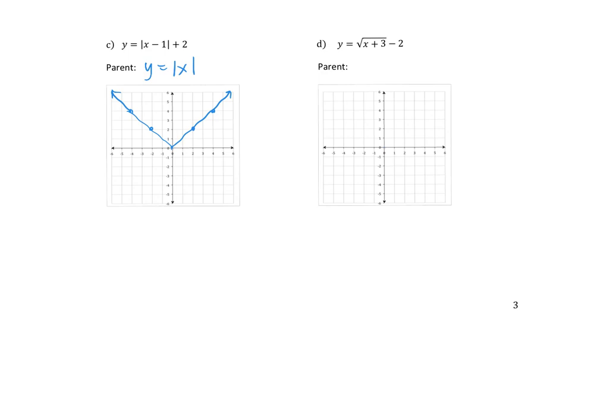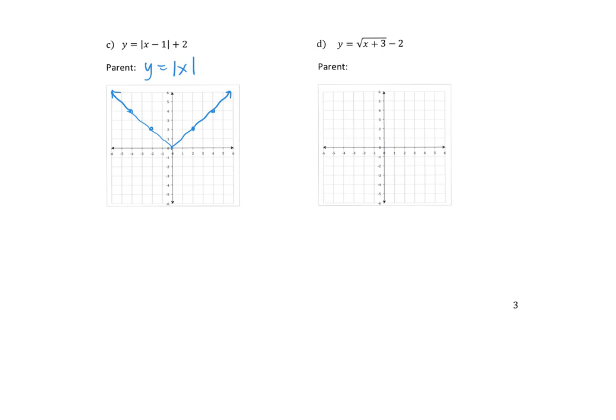So what order should I do these translations since I have 2 of them? Well, whenever you have translations up, down, left, right, the order really doesn't matter. However, for some transformations, order does matter. Not with translations, but other transformations, order matters. So to be safe, we typically go by order of operations. Imagine if you were to put in an x value. The first thing you would do is you would minus 1. So I'm going to do the translations left, right first, and then do anything outside the absolute value function, which would be the plus 2 last.